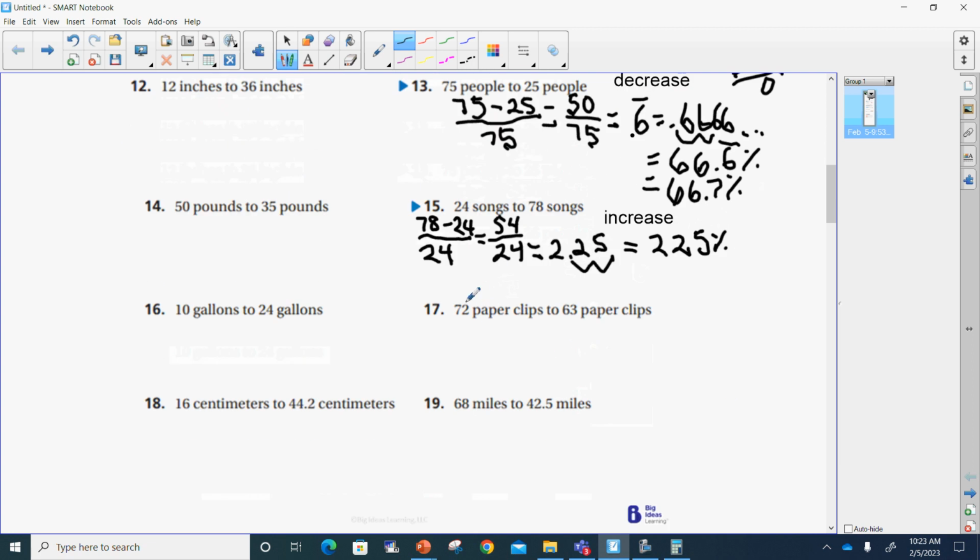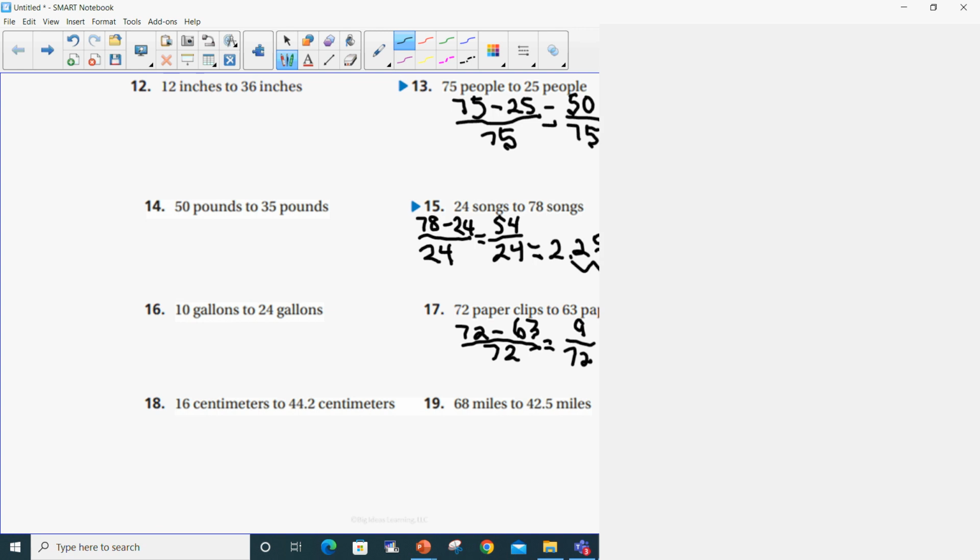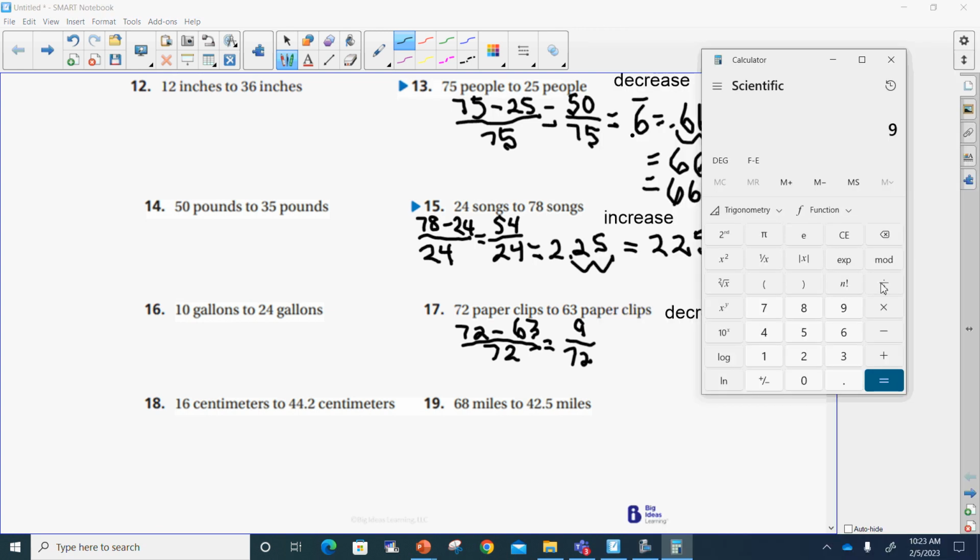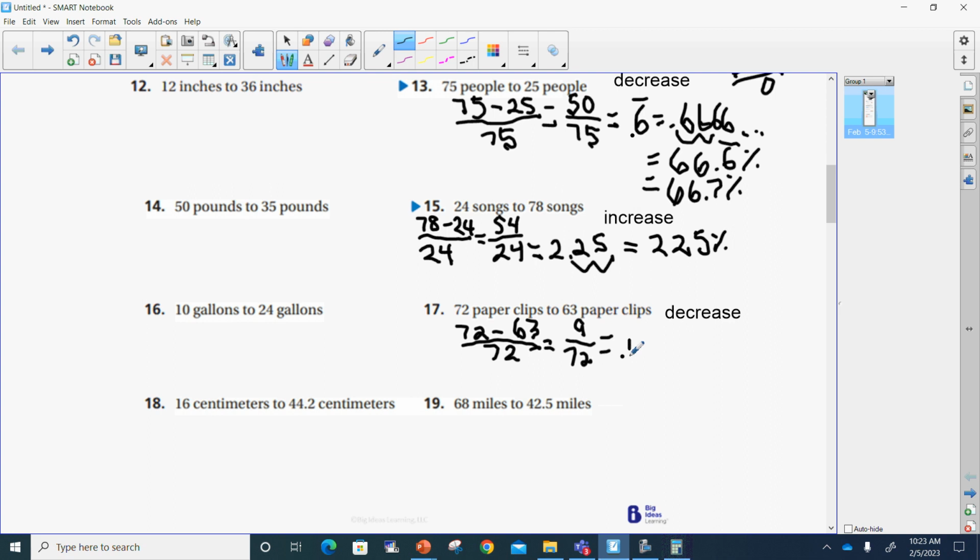All right, number 17, 72 to 63. This is a decrease because the number went down. Now we're going to take the big number, 72 minus 63, and divide it by the original number, 72. Well, 72 minus 63 is 9, and now we have 9 over 72. I pop that in my calculator, 9 divided by 72, and that gives me 0.125. Now when I move my decimal place two places to make it a percent, it's going to equal 12.5%.